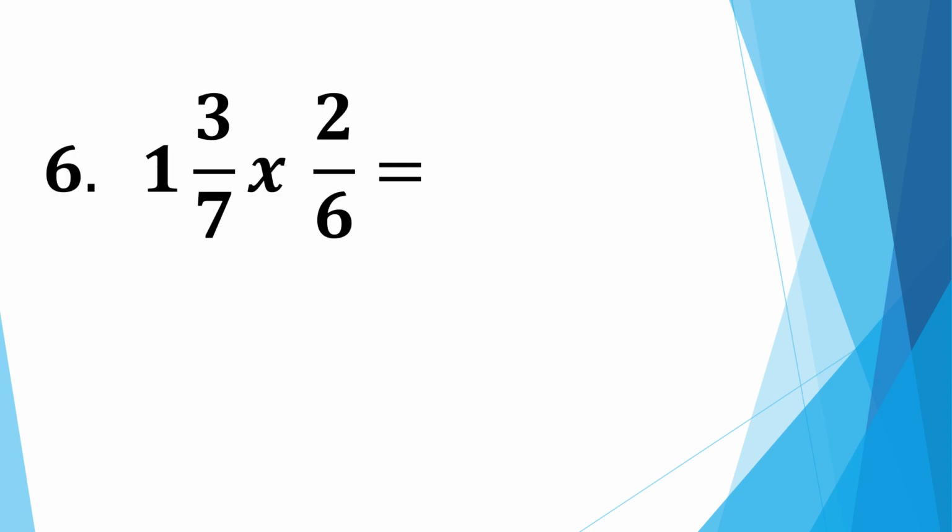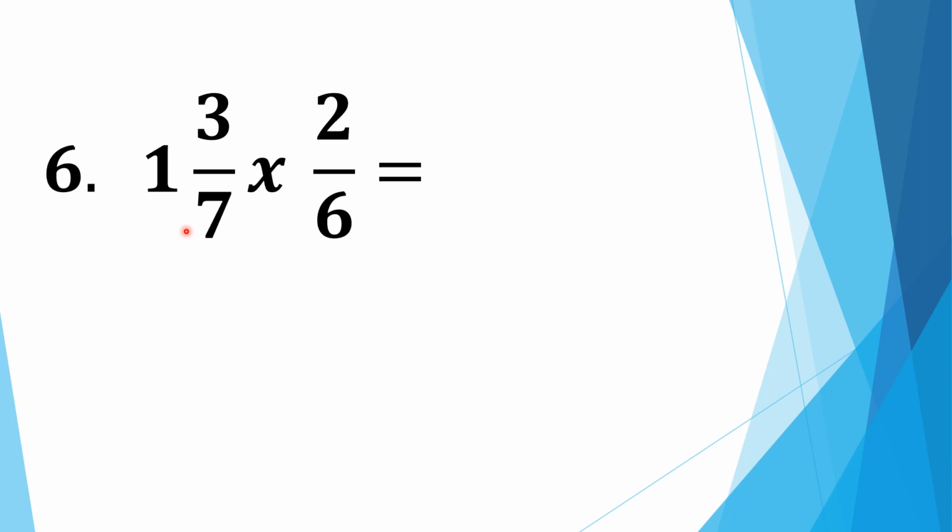Number 6, 1 and 3 over 7 times 2 over 6. 1 and 3 over 7 is a mixed number. A mixed number is a whole number and a proper fraction represented together. So let us change mixed number to improper fraction. What is improper fraction? Improper fraction is a fraction in which the numerator is greater than or equal to the denominator.